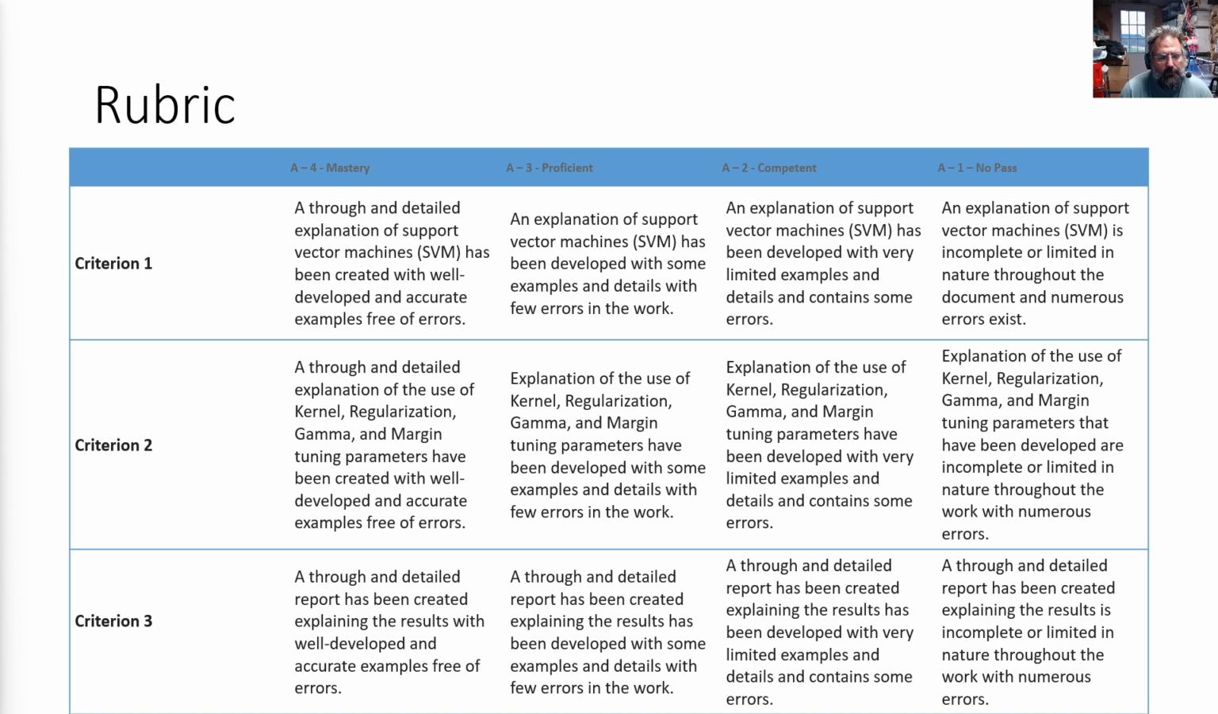The rubric, the first criterion, is a thorough and detailed explanation of support vector machines has been created with well-developed and accurate examples free of error. Criterion 2 is a thorough and detailed explanation of the use of kernel, regularization, gamma, and margin tuning parameters have been created with well-developed and accurate examples free of errors. And then the third criterion, a thorough and detailed report has been created explaining the results with well-developed and accurate examples free of errors.